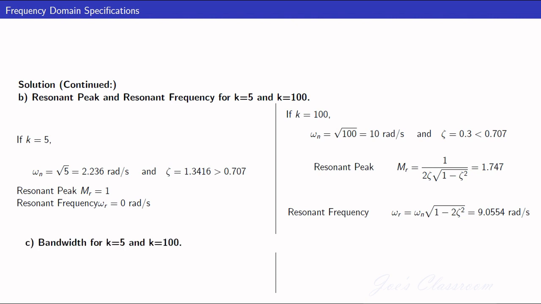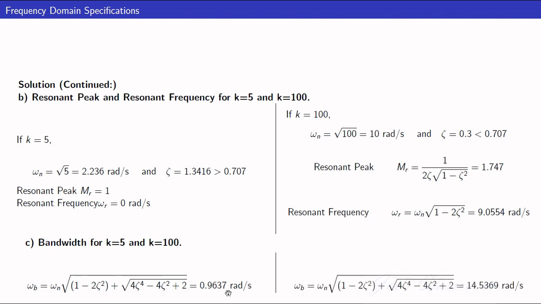The third subdivision is also very straightforward. It is just finding out the bandwidth. For bandwidth also we have fixed expressions to calculate. It needs omega n and theta. If you substitute those values, you will get this for k is equal to 5. And similarly for k is equal to 100, I can get this value.